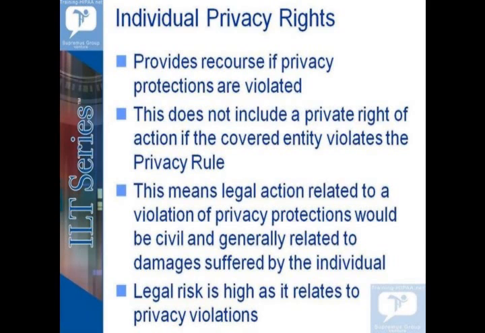What the privacy rule does is it provides recourse if privacy protections are violated, such as filing a complaint with the Office for Civil Rights. It does not include, though, what is called a private right of action if the covered entity violates the privacy rule, or when the business associate is statutorily required to adhere to the use and disclosure provisions of the privacy rule, the private right of action against the business associate. That means that the covered entity or the business associate cannot be sued primarily because they violated the HIPAA privacy rule.